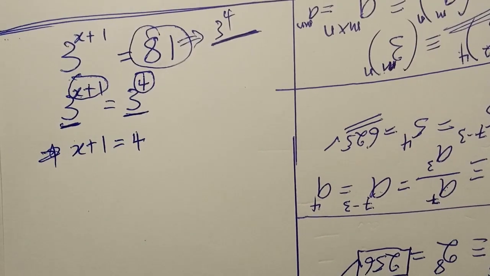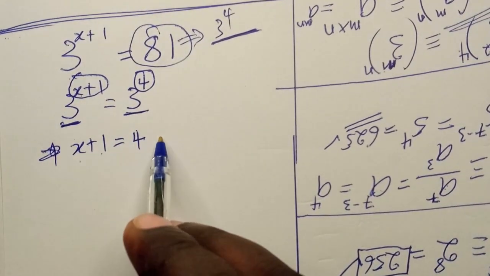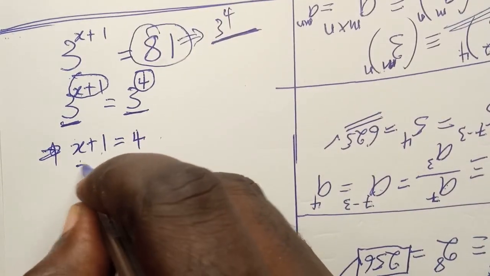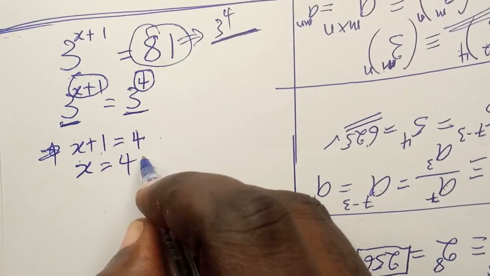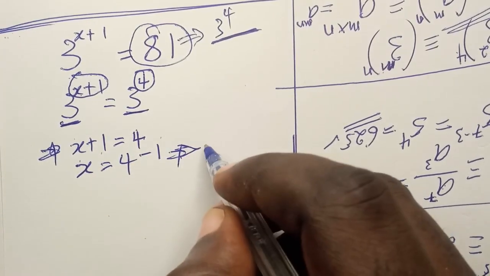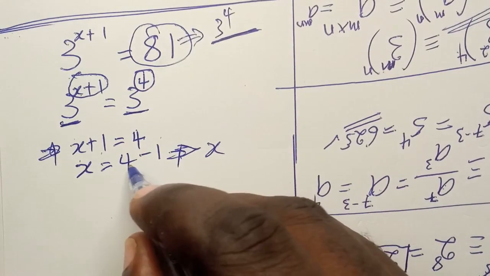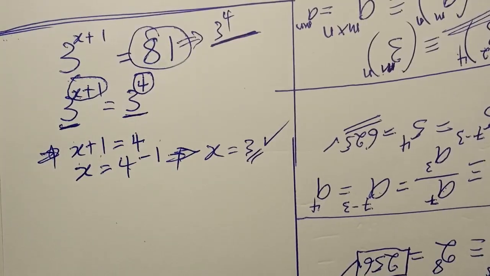And if x plus 1 is equal to 4, to get the value of x, we must transfer the plus 1 to the right-hand side. Therefore, x will be equal to 4, and taking the plus 1 across gives us minus 1. This implies that x is 4 minus 1, which is equal to 3. So that's the value of x.